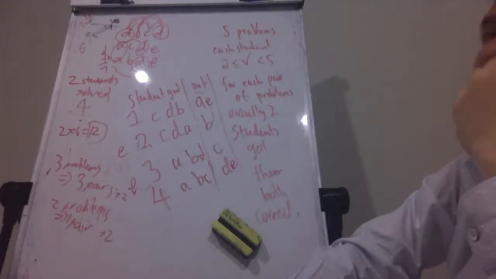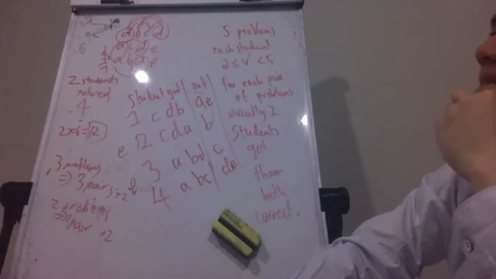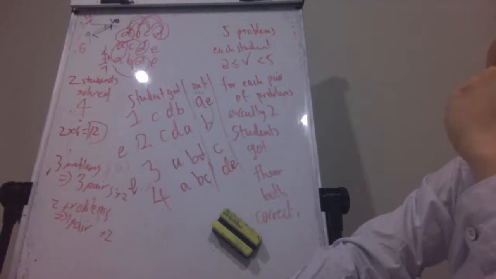Why is it 20? Oh, because there's 5 problems, right? So there's 10 pairs of problems. So then each one is solved twice. Ah, yep.